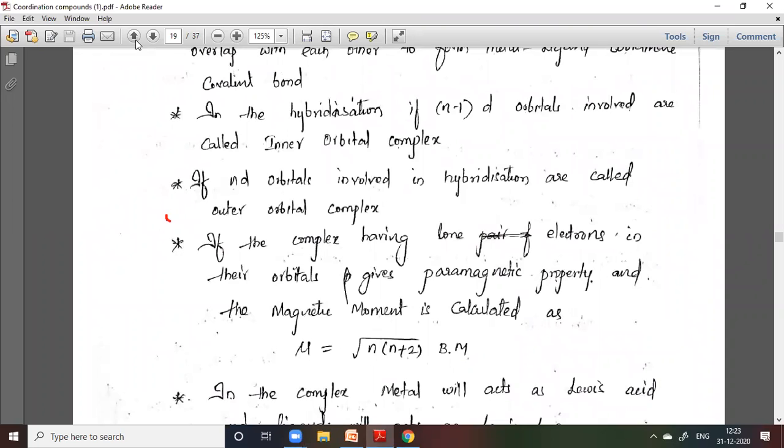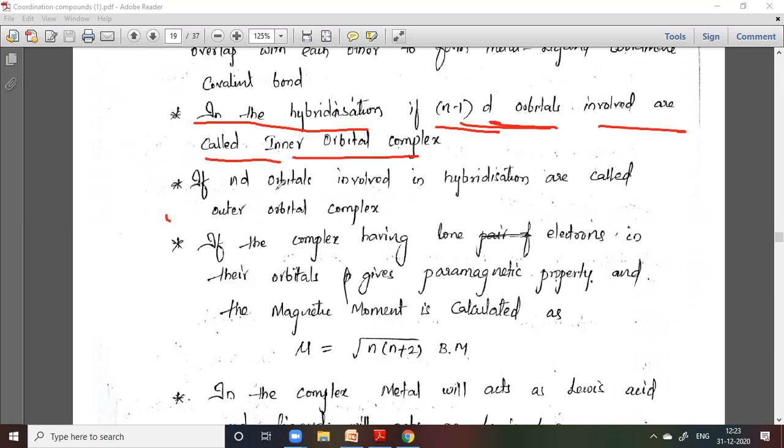So then in the hybridization, if (n-1)d orbitals are involved, then it is called an inner orbital complex. If nd orbitals are involved, then it is an outer orbital complex.